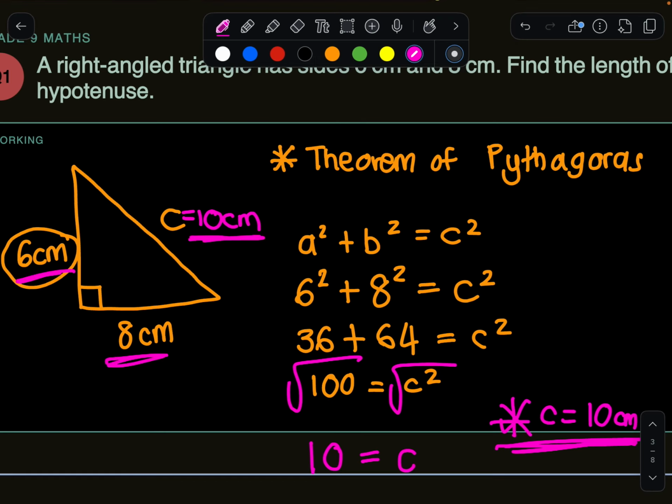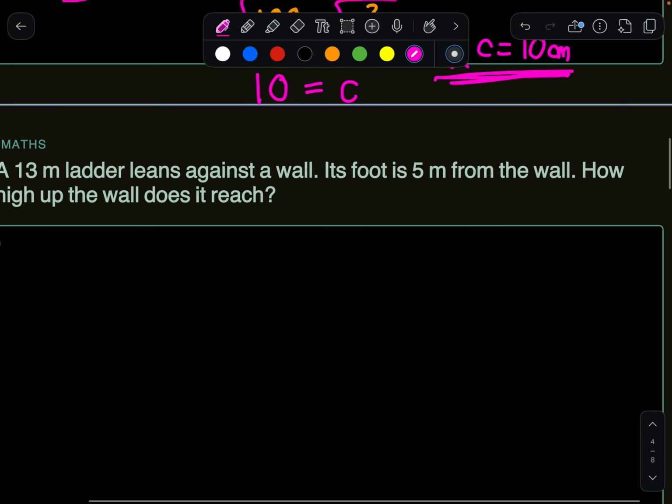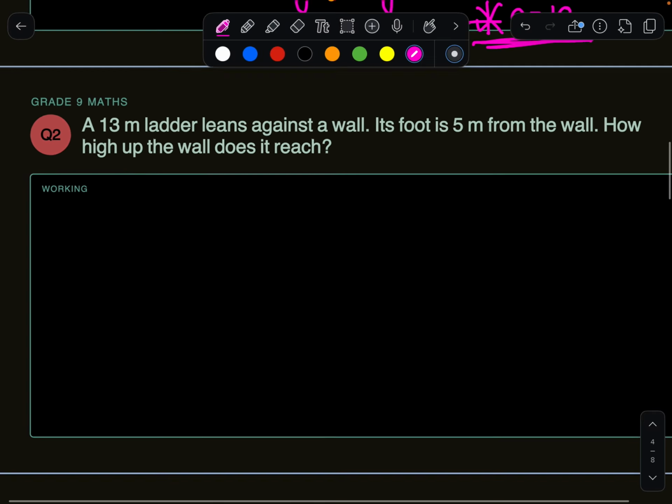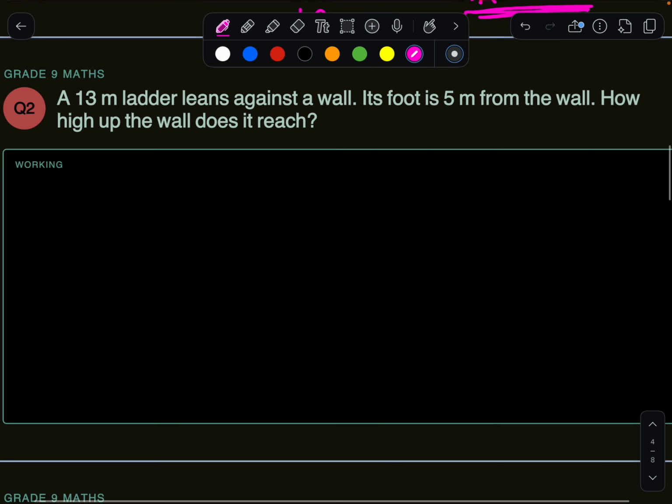Let's look at another example. So question 2. A 13-meter ladder leans against a wall. Its foot is 5 meters from the wall. How high up the wall does it reach? Oh, English.